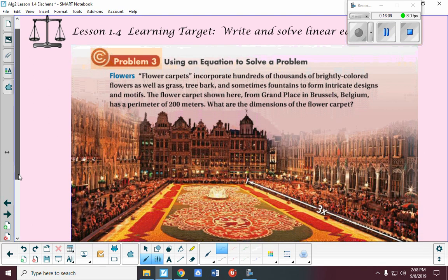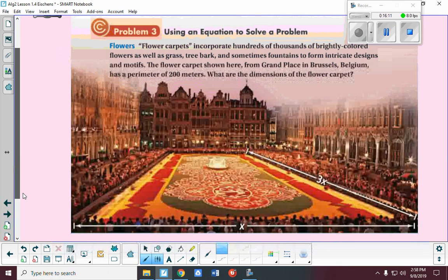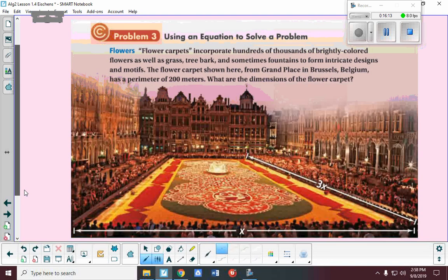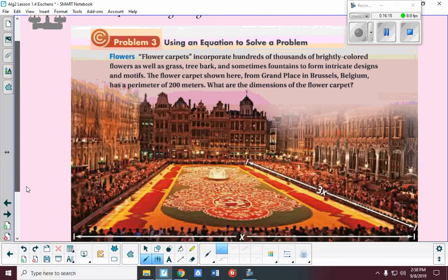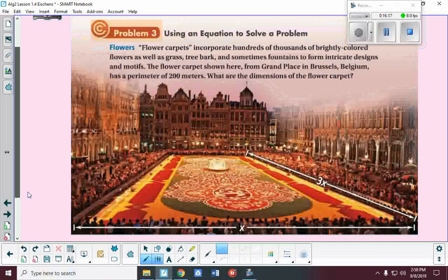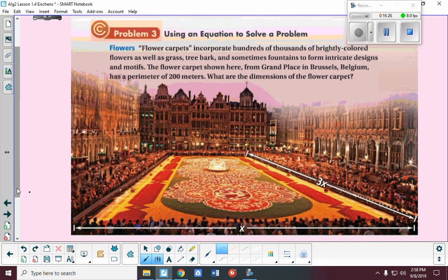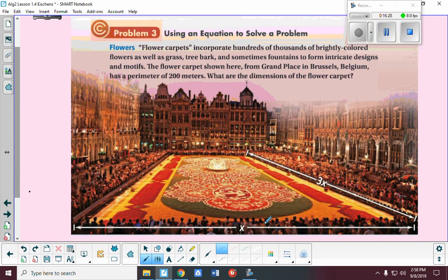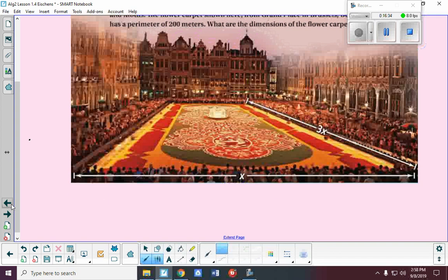All right, a word problem for you. Flower carpets incorporate hundreds of thousands of brightly colored flowers as well as grass, tree bark, and sometimes fountains to form intricate designs and motifs. The flower carpet shown here from Grand Palace in Brussels, Belgium, has a perimeter of 200 meters. So all the way around it measures 200 meters. What are the dimensions? So in a problem like this, we're given that here the length is x, the width is 3x.